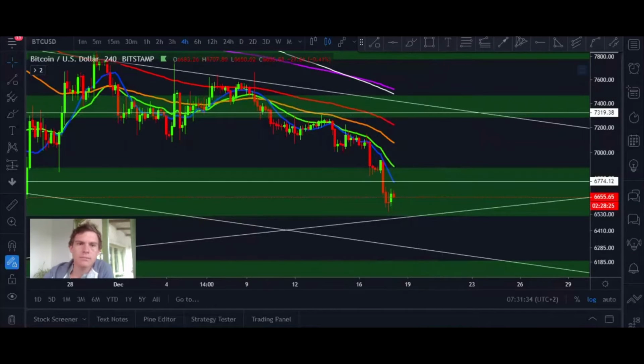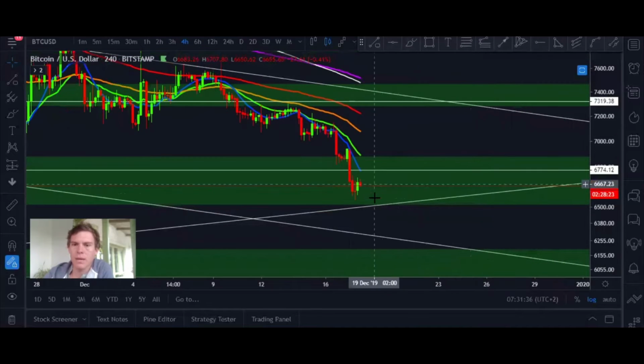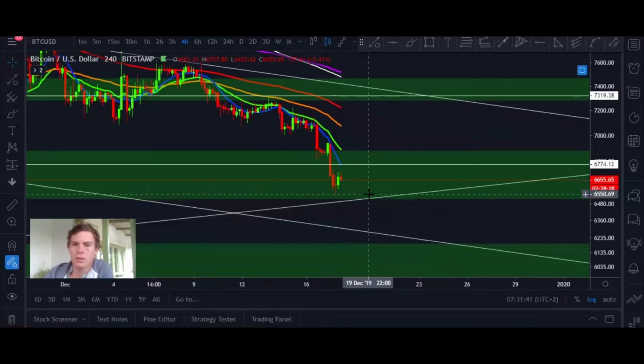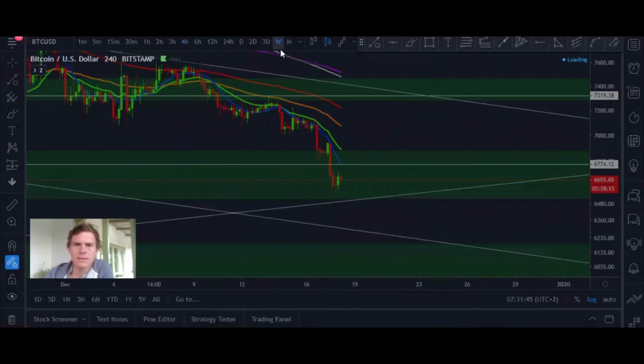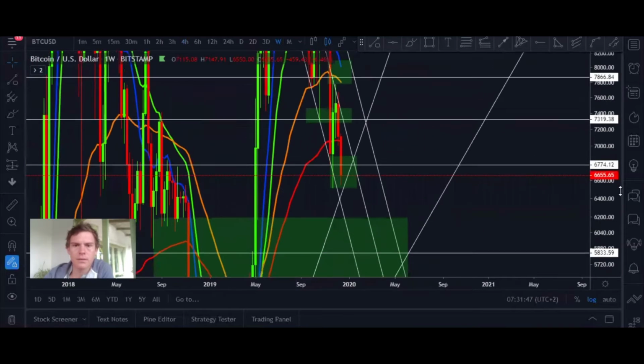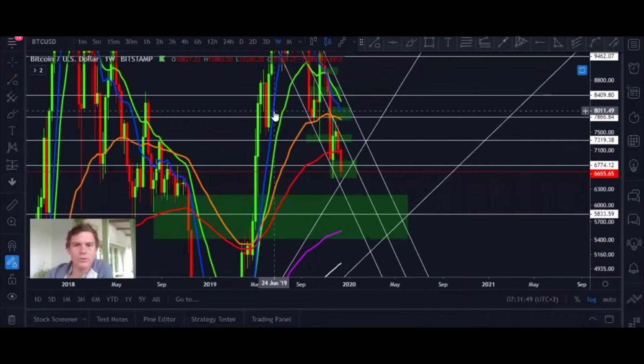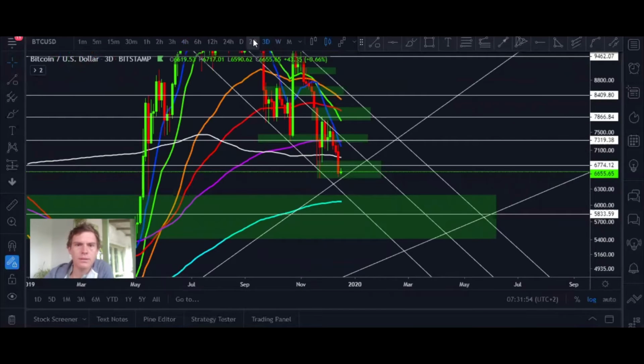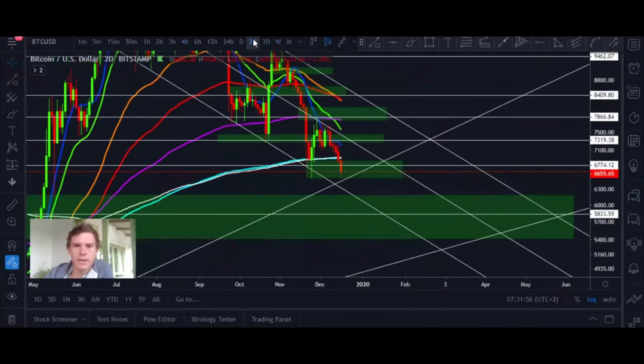So Bitcoin, yeah, I think we still maybe go a little bit sideways from this point, maybe go a little bit lower, test this trend line. Let's see if there's anything else that lines up with this zone. Not really. On the 3-day, maybe? No, nothing. 2-day.